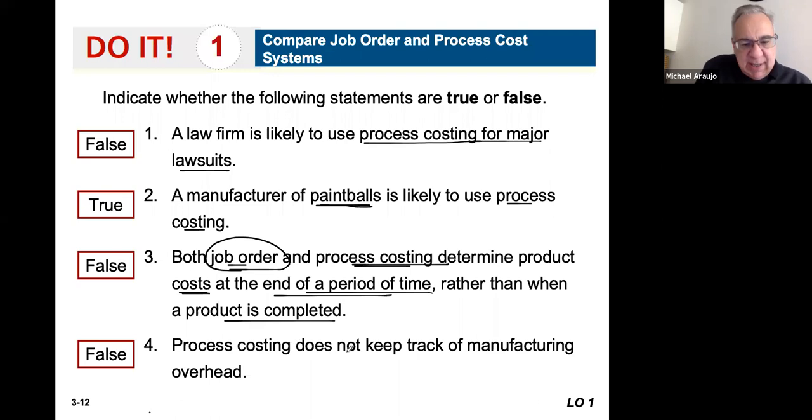Process costing does not keep track of manufacturing overhead. That's false, because they all do. They're keeping track of materials, labor, and overhead. No differences there. Okay, so I'm going to stop there for a moment.